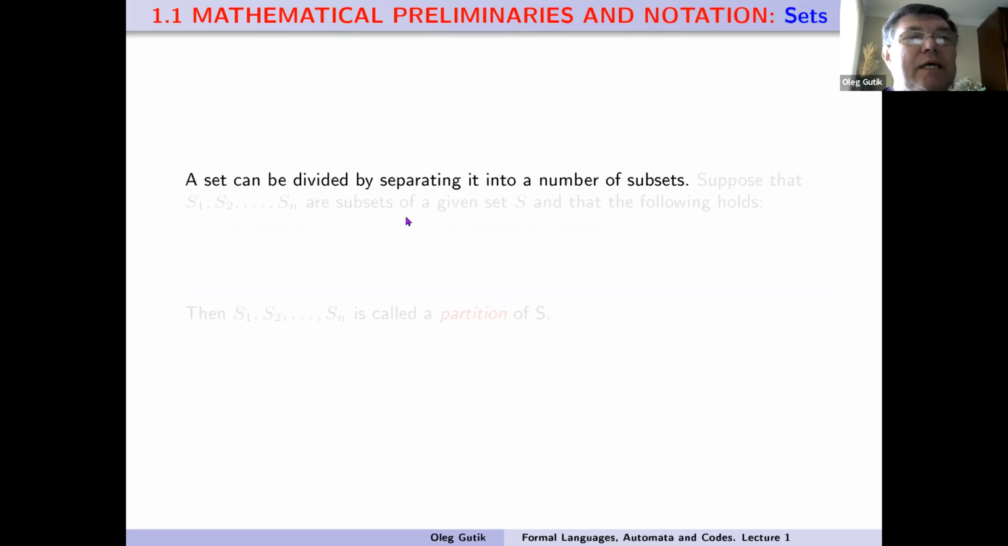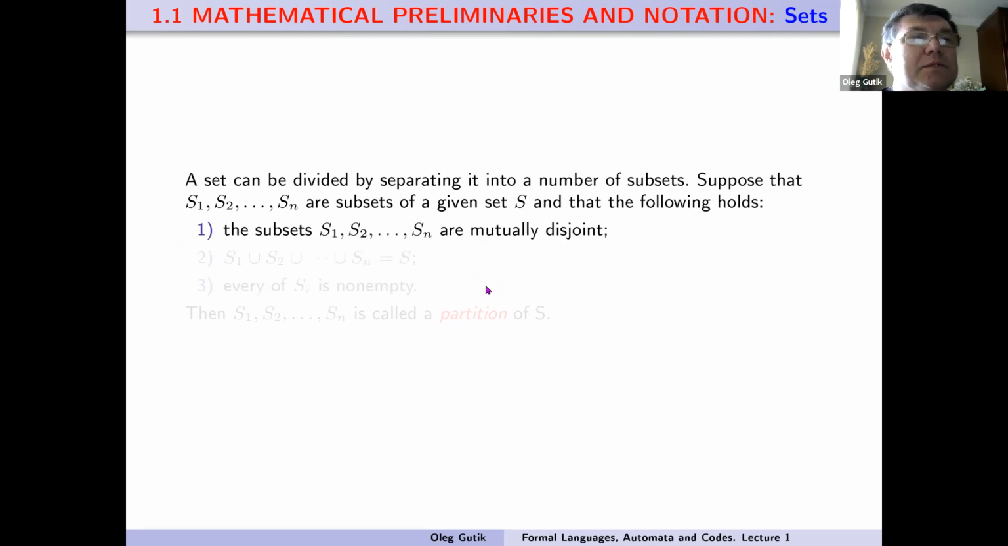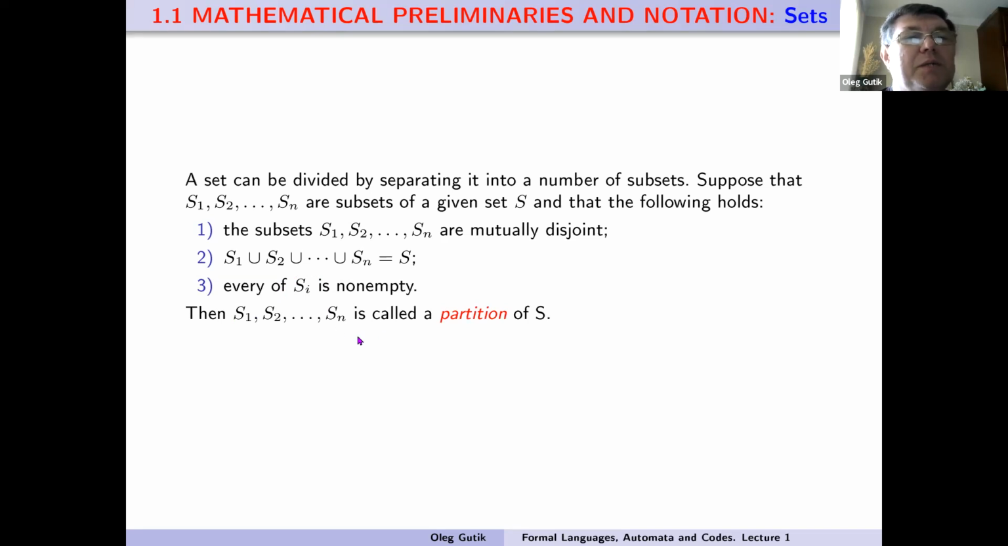A set can be divided by separating it into a number of subsets. Suppose that S1, S2, and so on up to Sn are subsets of a given set S, and that the following holds. The subsets S1, S2, and so on up to Sn are mutually disjoint, and the union of S1, S2, and so on up to Sn is equal to S. Every Si is non-empty. Then S1, S2, and so on up to Sn is called a partition of the set S.